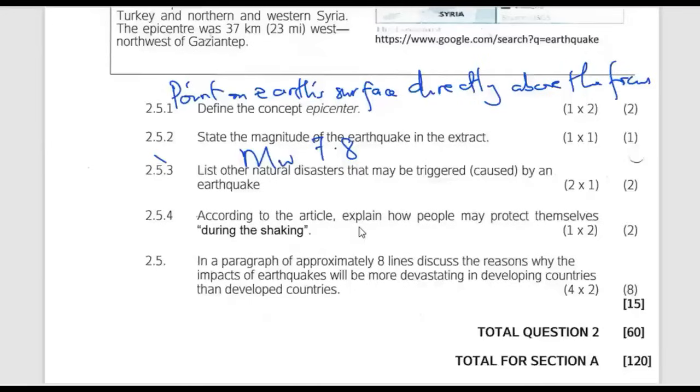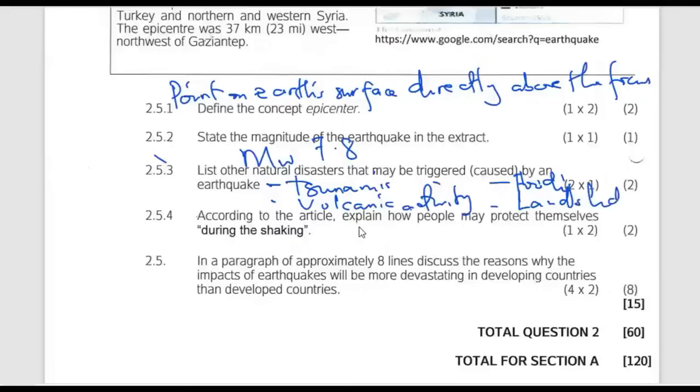An earthquake can cause related natural disasters like tsunamis. If it happens in the ocean, it is going to trigger waves, which will lead to tsunamis. Or it can also relate to volcanicity or volcanic activity. It's another threat. And also it can cause flooding. And also there's danger of landslides. These are some of the related natural disasters that may be triggered by an earthquake.